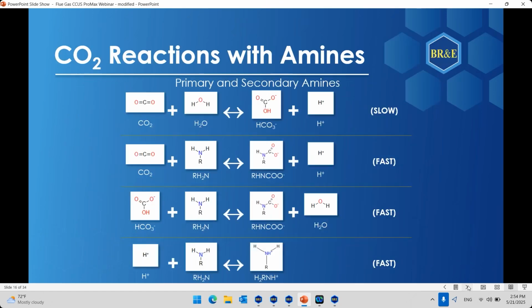Now, what do the reactions look like? The CO2 reactions with amines, and this is what would happen with primary and secondary amines. The first reaction is not happening with amines; it's just the reaction with water. That reaction is very slow, kinetically limited. In all three reactions below, CO2 reacts directly with the amine. The amine needs to have at least one free hydrogen to go through this reaction, so that's why this only applies to primary or secondary amines. Tertiary amines do not have a free hydrogen where the CO2 group could go. But these reactions are relatively fast.